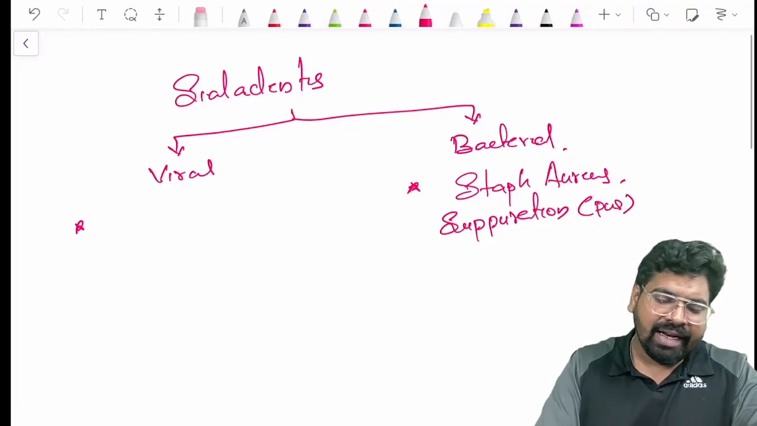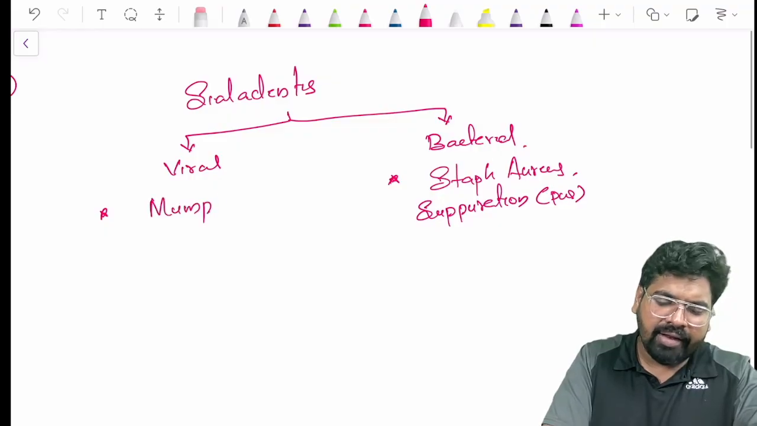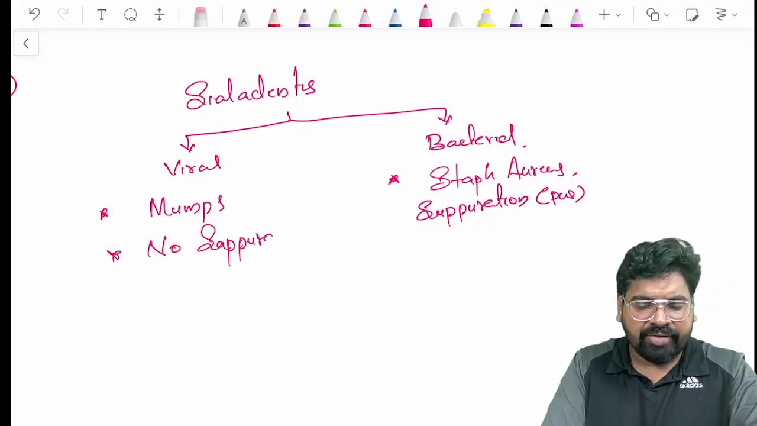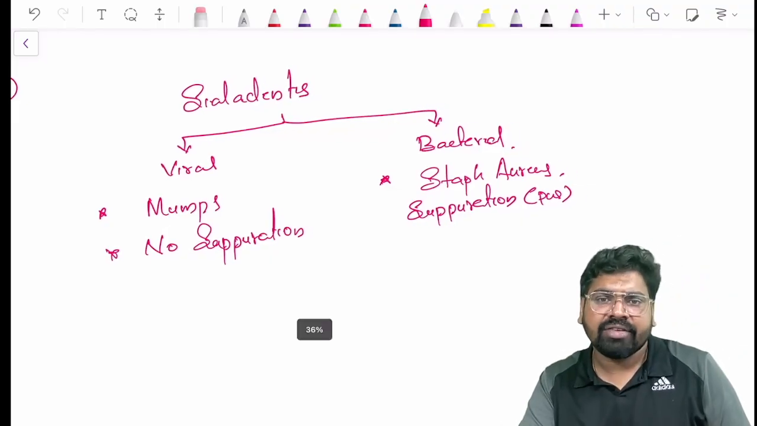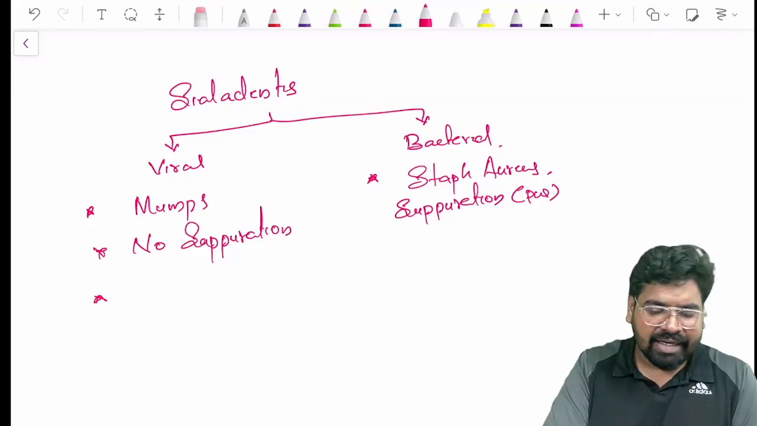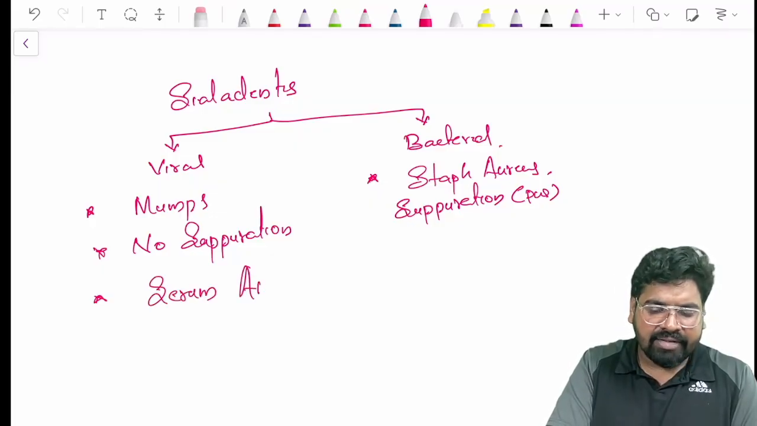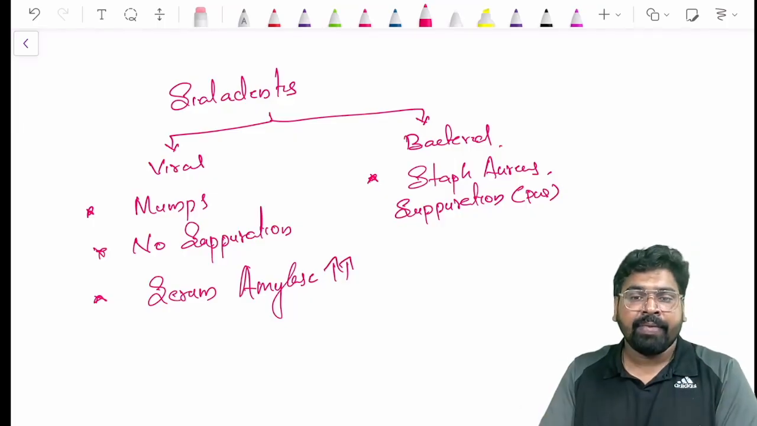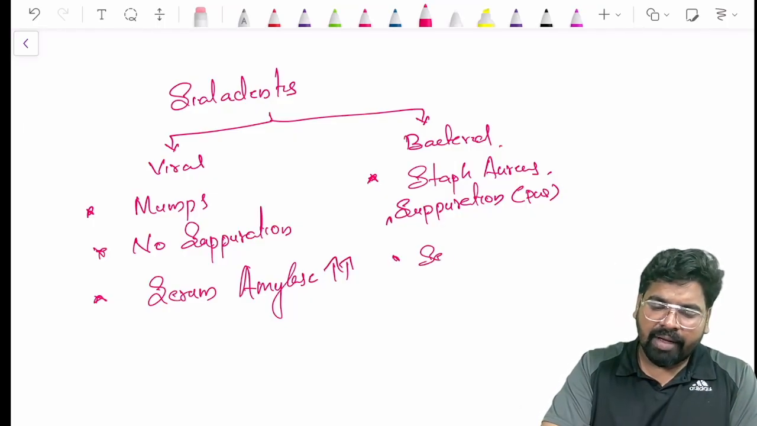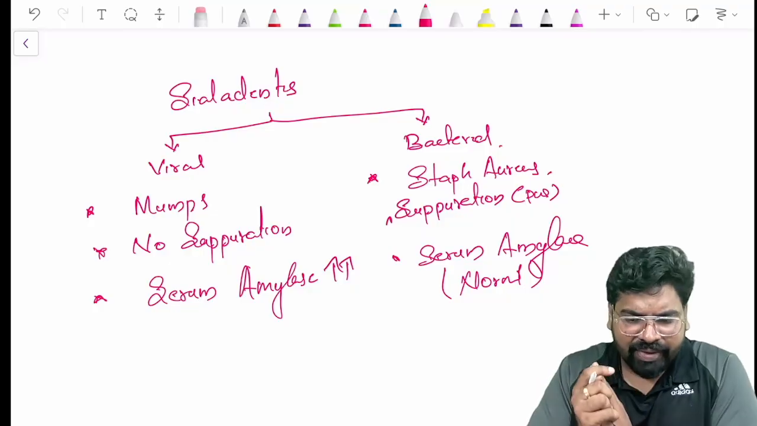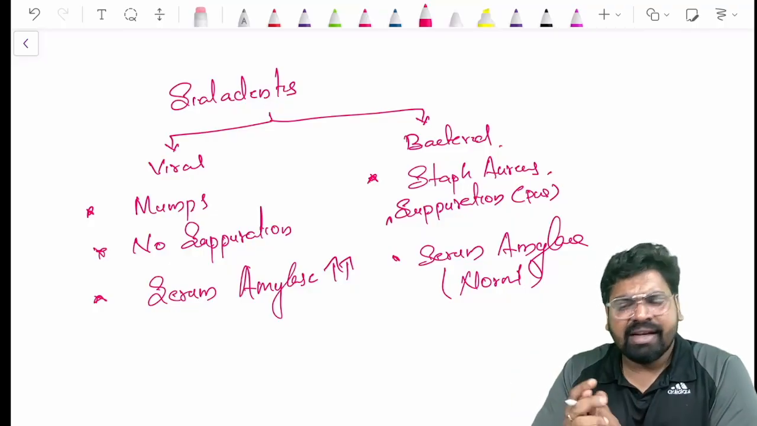Viral sialadenitis is mostly caused by the mumps virus, and there is no suppuration. It doesn't produce any pus. There will be swelling, but no suppuration, and you can do a lab test to see whether it is bacterial or viral. The serum amylase test can be done to identify which is viral. In viral conditions, the serum amylase will be increased, while serum amylase values will be normal in bacterial. So this is the main difference between viral sialadenitis and bacterial sialadenitis.